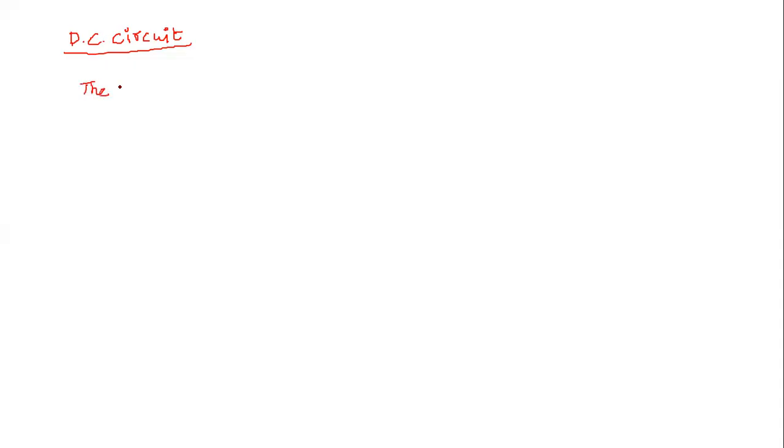Please note down: the closed path followed by direct current is called DC circuit. Pardon me for my handwriting.